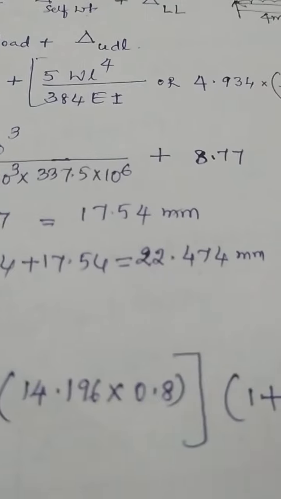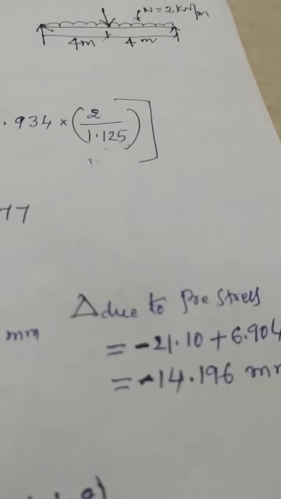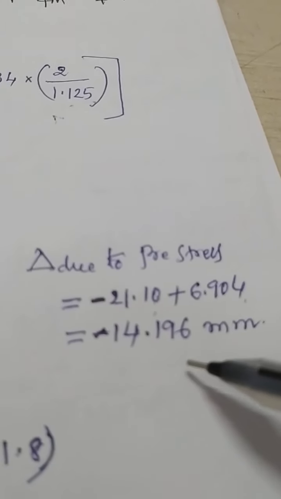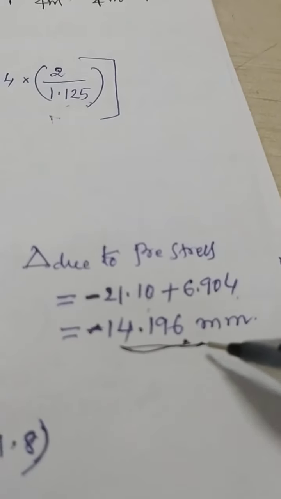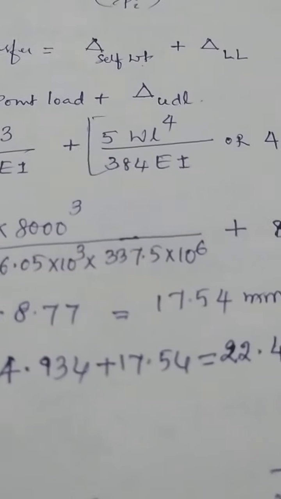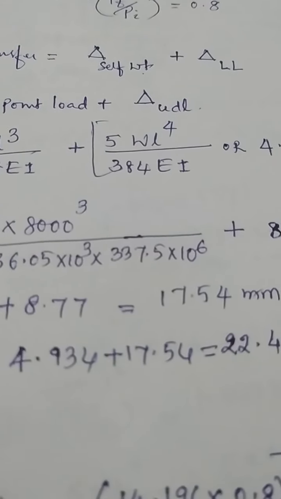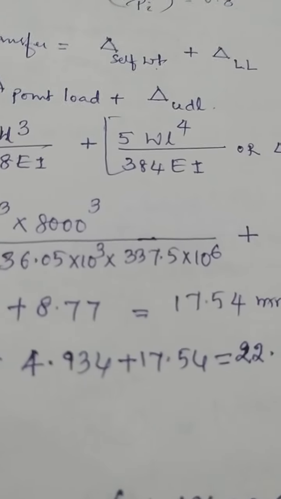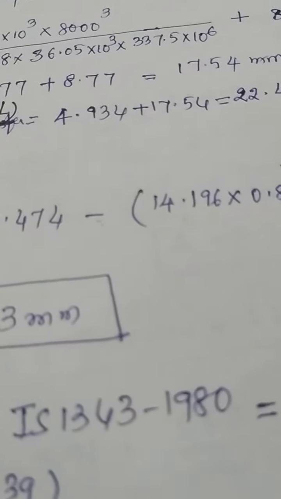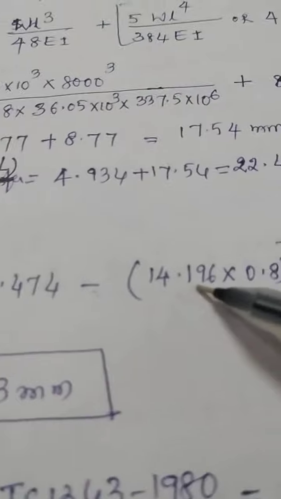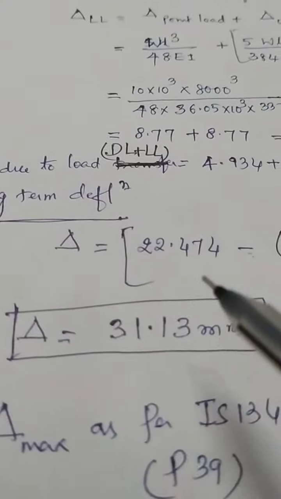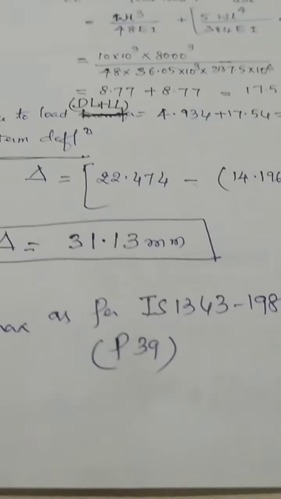Minus. Then due to pre-stress, only due to pre-stress, this is due to WC and this is due to M. Then the total will be minus 14 point. This minus is already there here. Don't use minus again, it will become plus. That's why it is minus only. No need to use minus once again here, this minus is there already. That's why you directly take this 14.196. Then after simplification, long-term deflection is 31.13 mm.